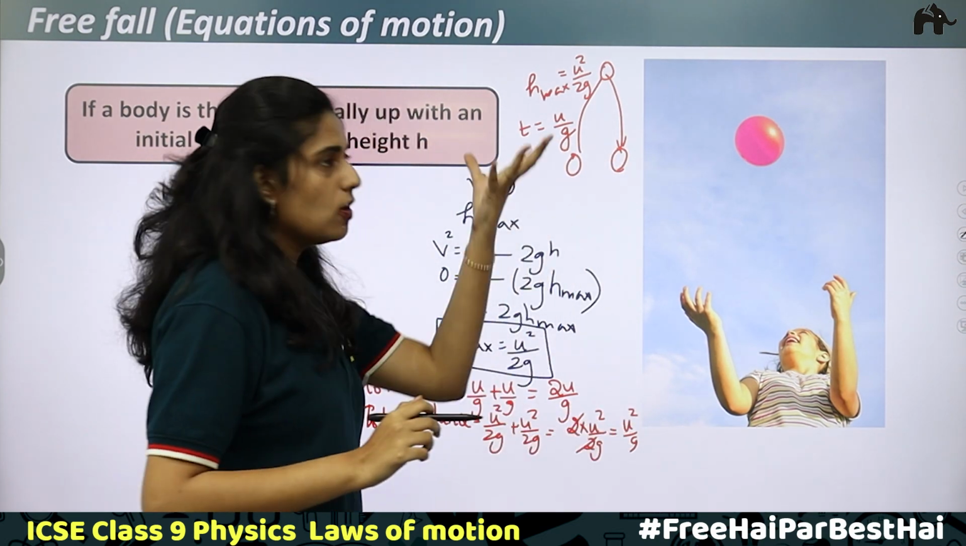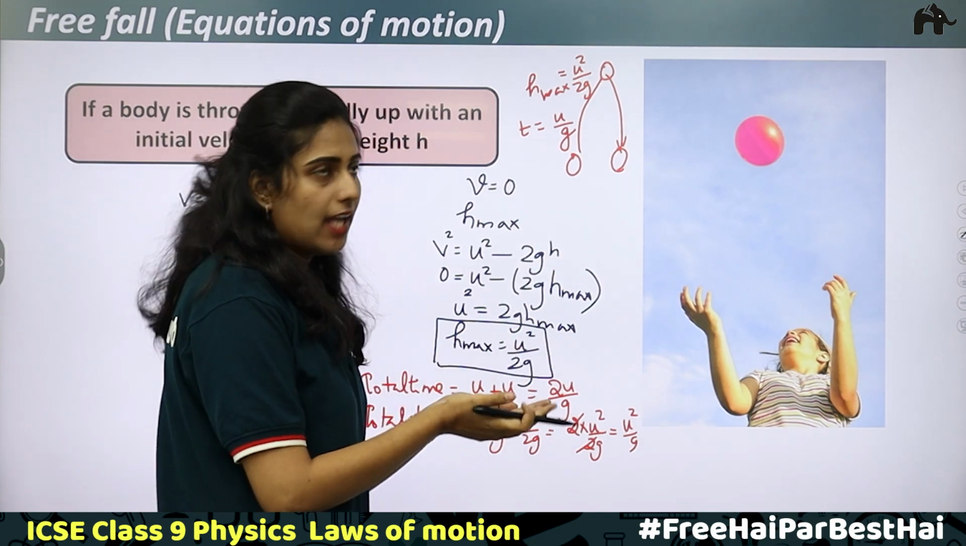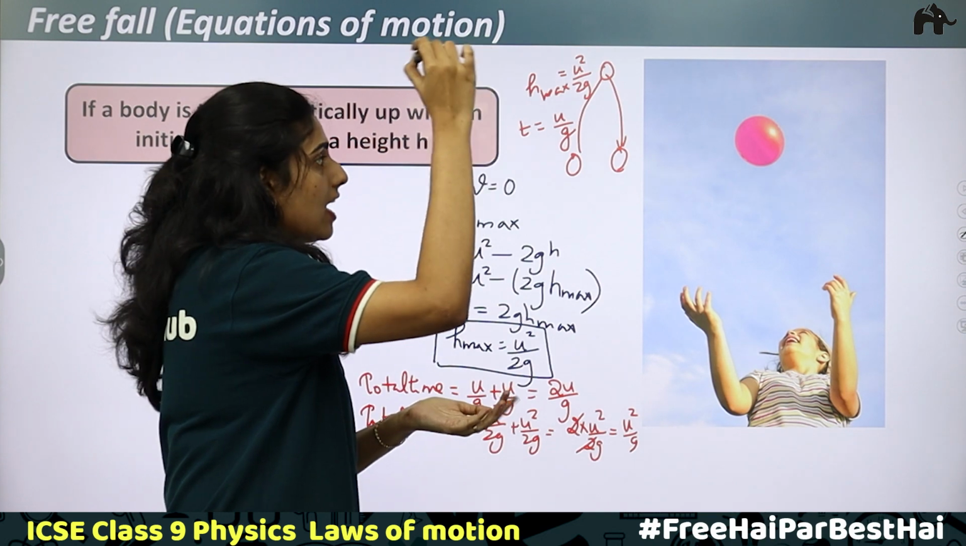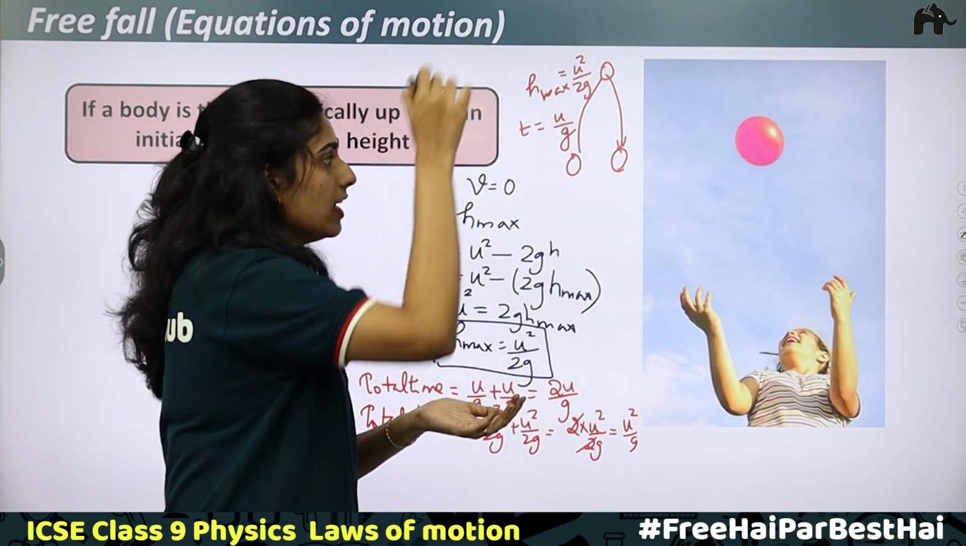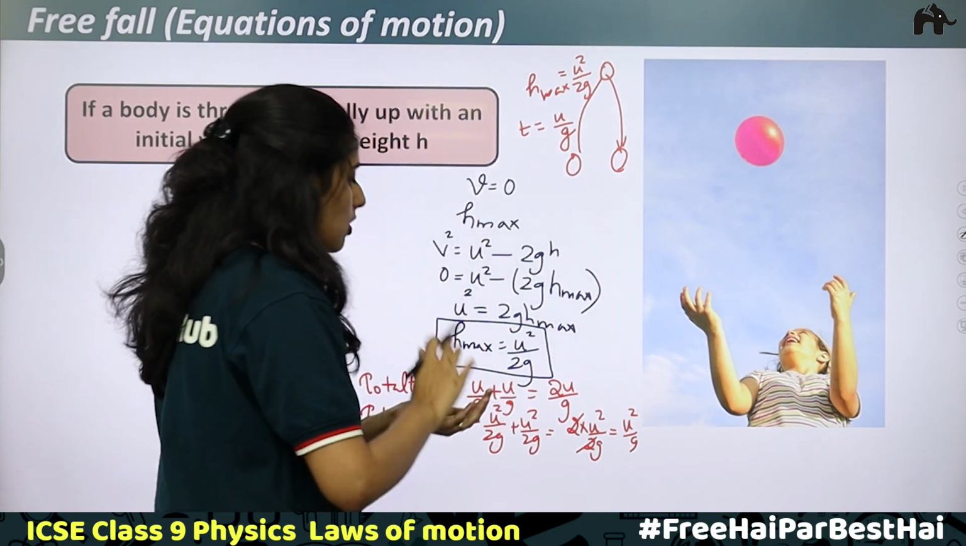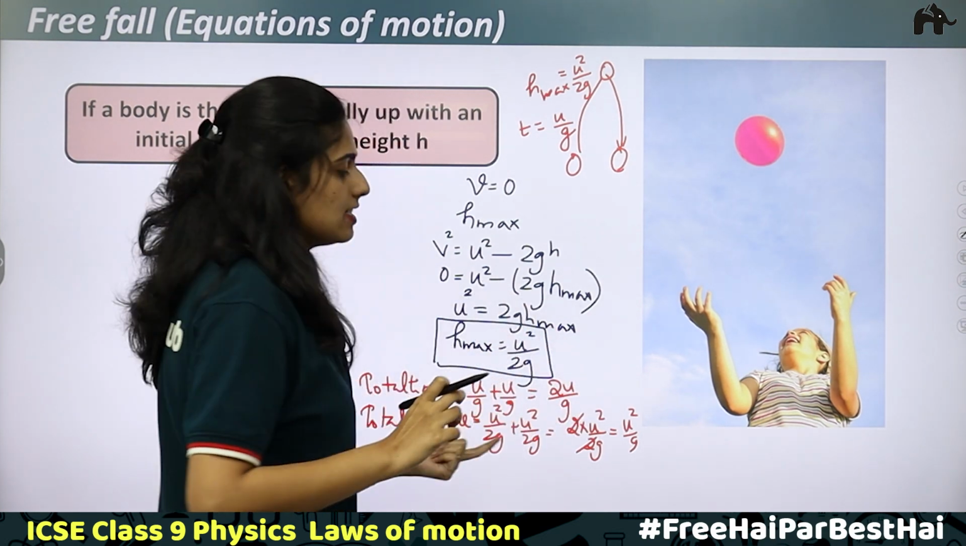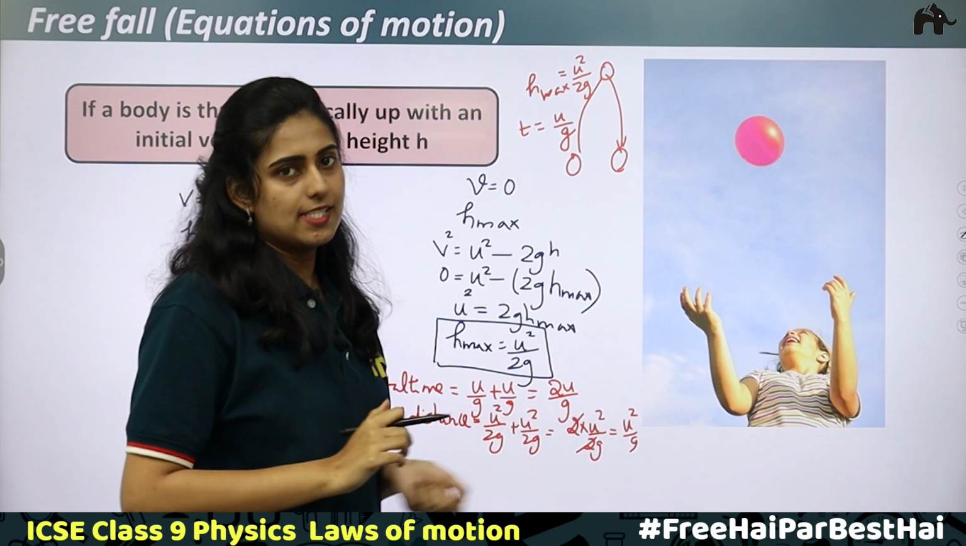So when you throw a ball and place your hand here, the ball goes up, reaches the maximum height at velocity equal to 0. It comes back to your hand. The total time taken will be 2u by g, and the total distance travelled will be u square by g.